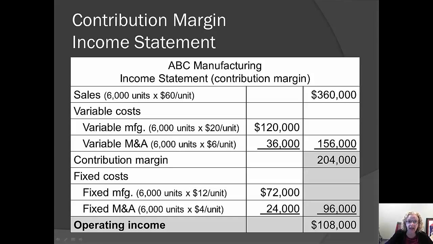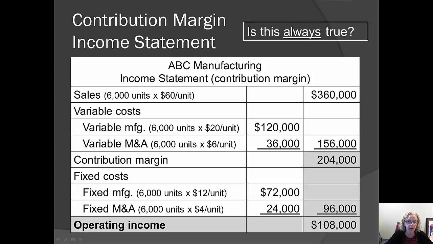Well, that's very nice, and this certainly gives us a different way to understand how our firm is doing. But my question to you is this: is it always true that operating income will be the same on a contribution margin income statement and on a traditional income statement? And the answer to that question will be explored in another section.